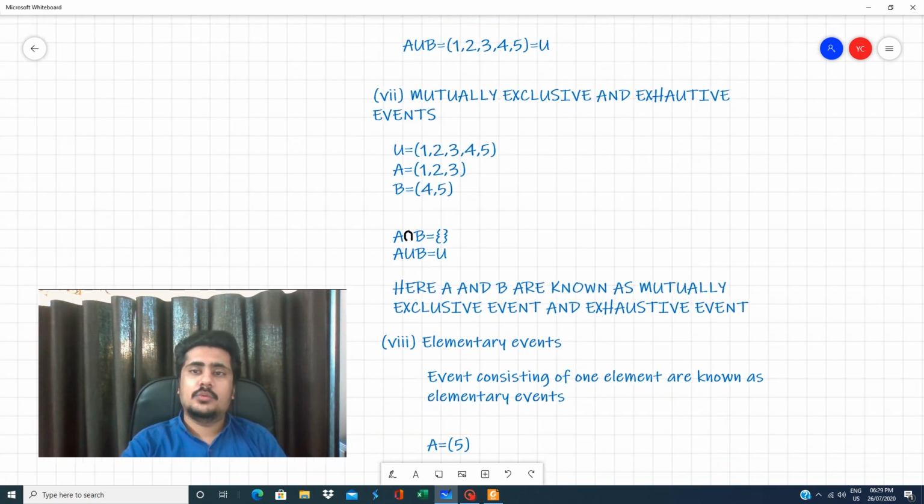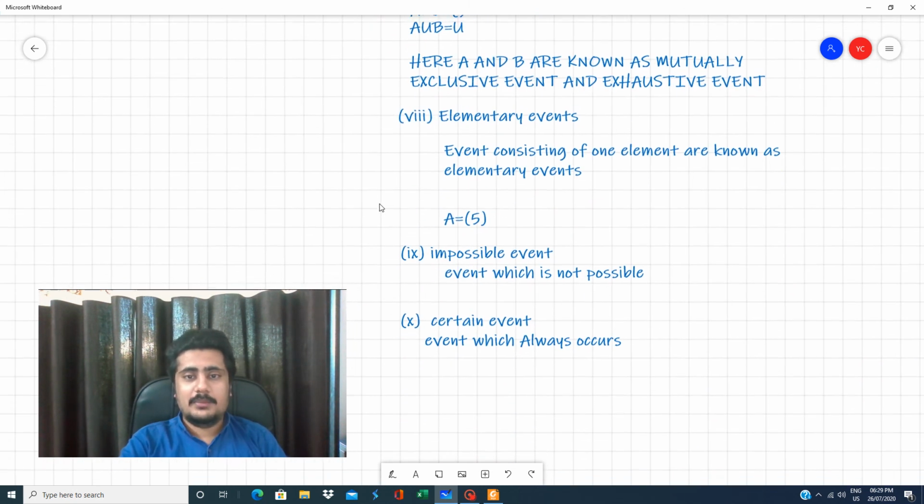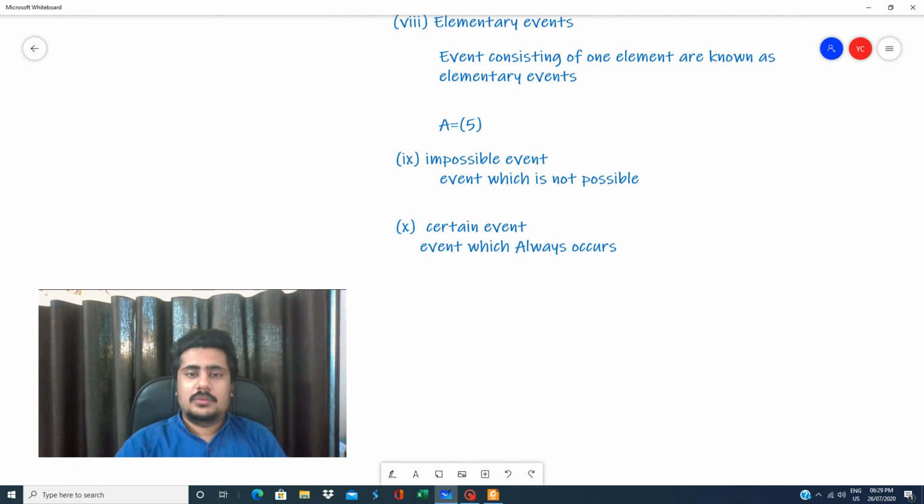And then mutually exclusive and exhaustive. What is mutually exclusive and exhaustive? If in an example both conditions are satisfied, that is A intersection B is null set and A union B is U, then they are known as mutually exclusive and exhaustive events. What is elementary event? Elementary event means event consisting of only one element. So if, for example, in event A there is only one element 5, then it is known as elementary. Then the last two, impossible and certain. Impossible is that which is not possible, and certain is that which is always possible.